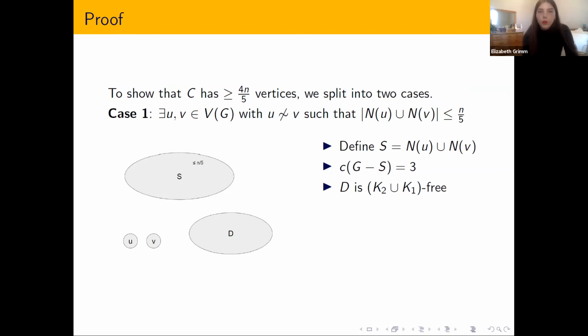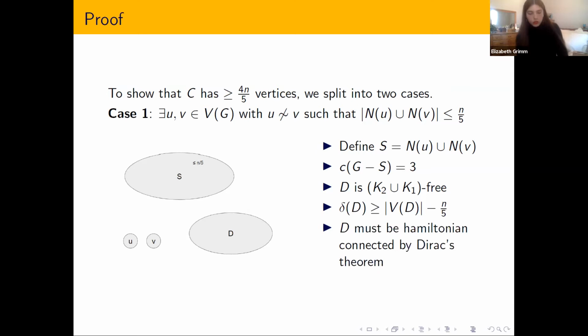We'll call that third component D. We can say that D is K2 union K1 free, else if it had K2 union K1, we would take that along with u and v to get K2 union 3K1. Next we get this inequality, which we found to be true because if we took the opposite, strictly less than, we got a contradiction to the independence number of the graph. So this inequality is true.